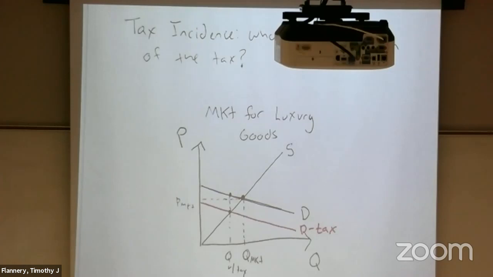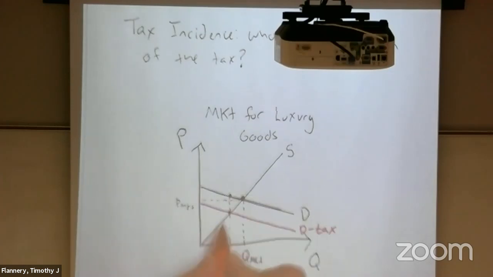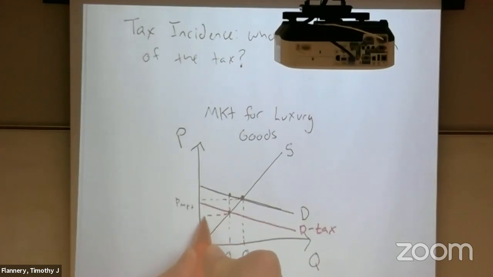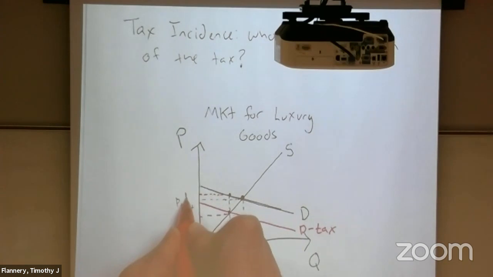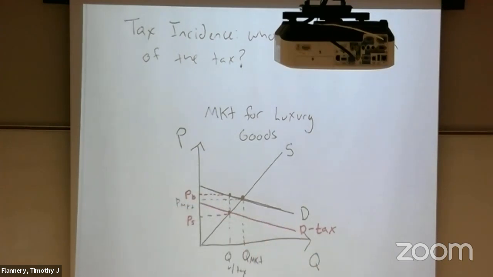Now let's draw the prices. So this right here is the price the seller receives. And this up here is the price the buyer pays with the tax.